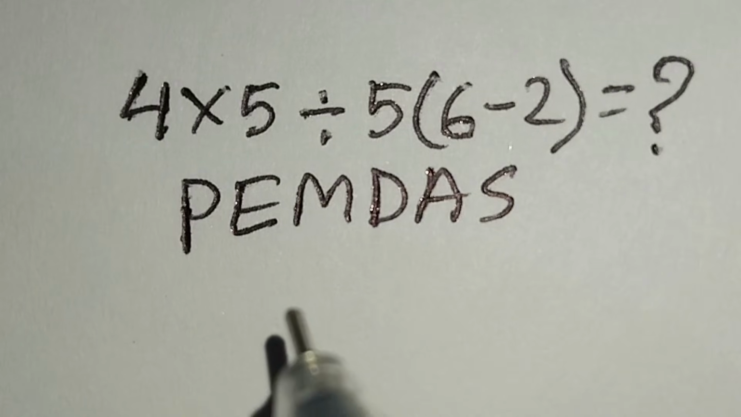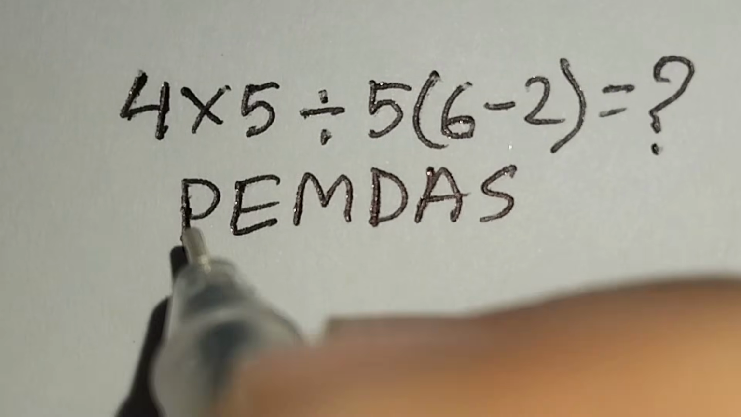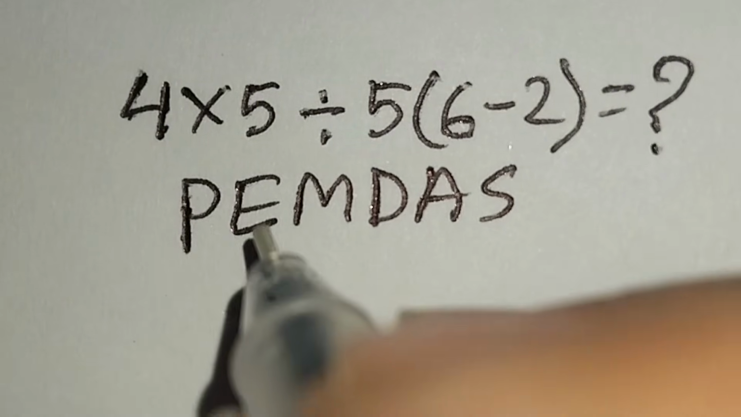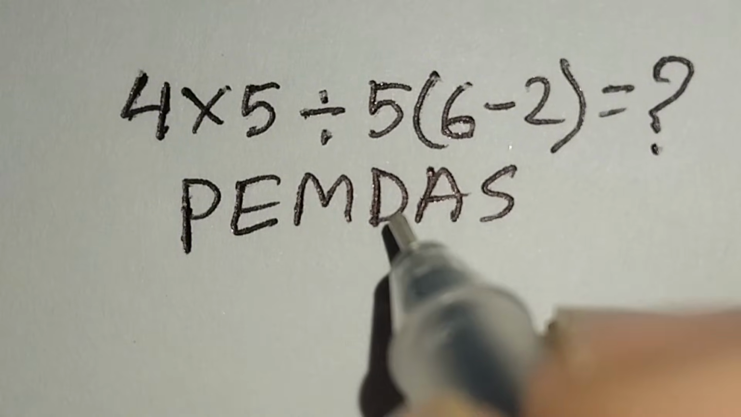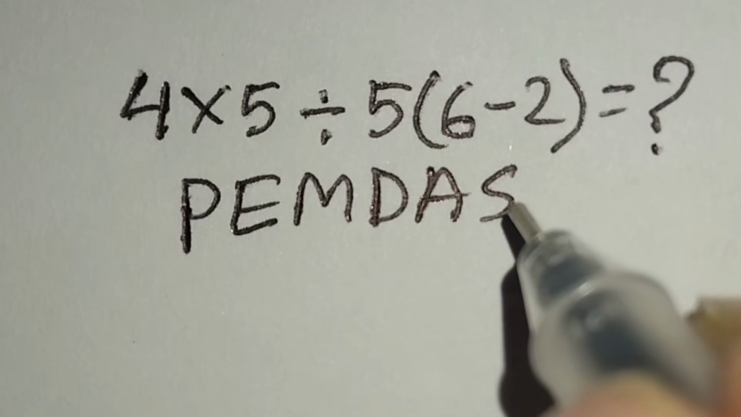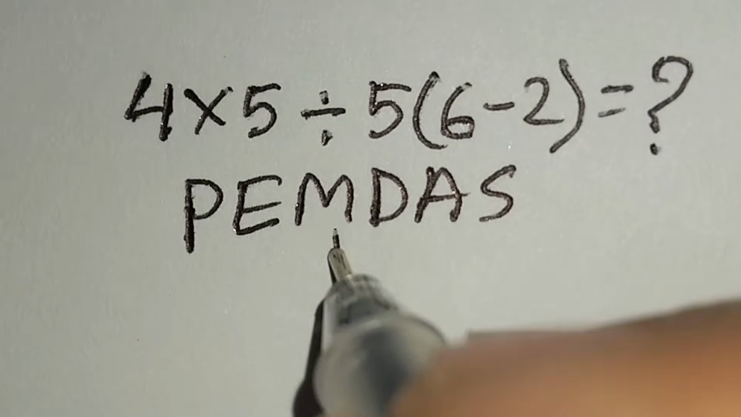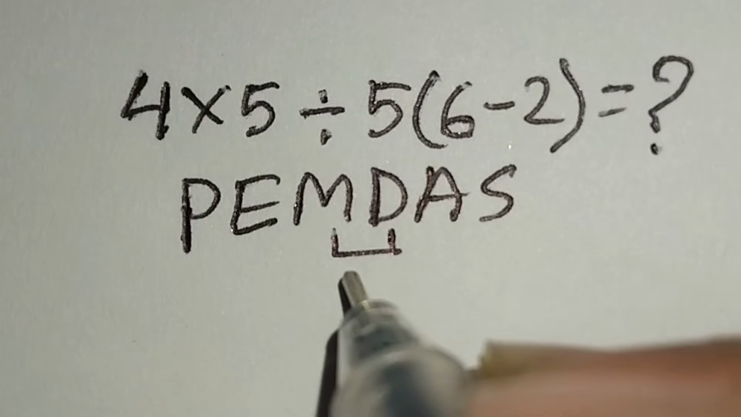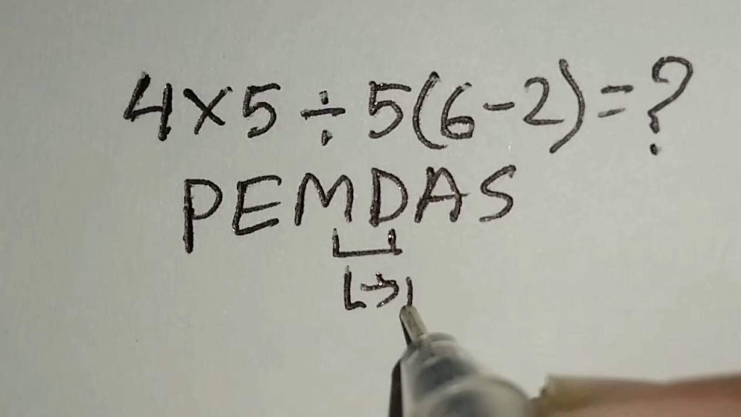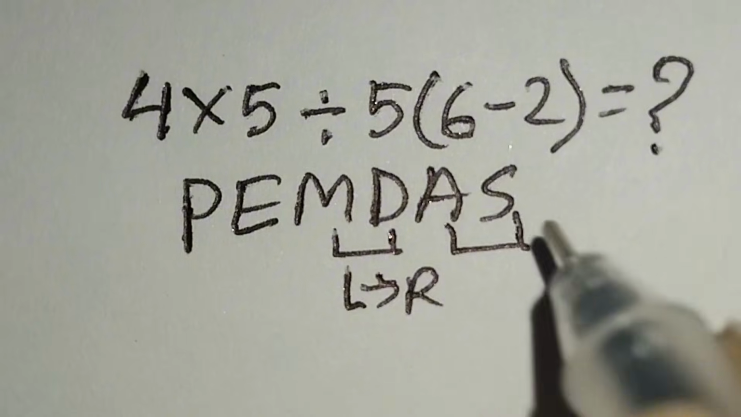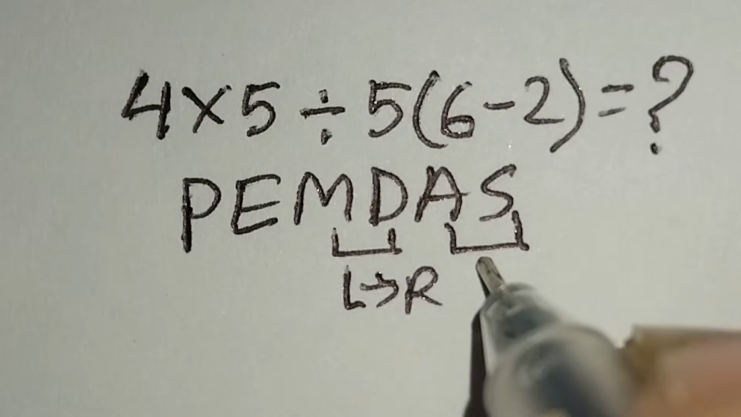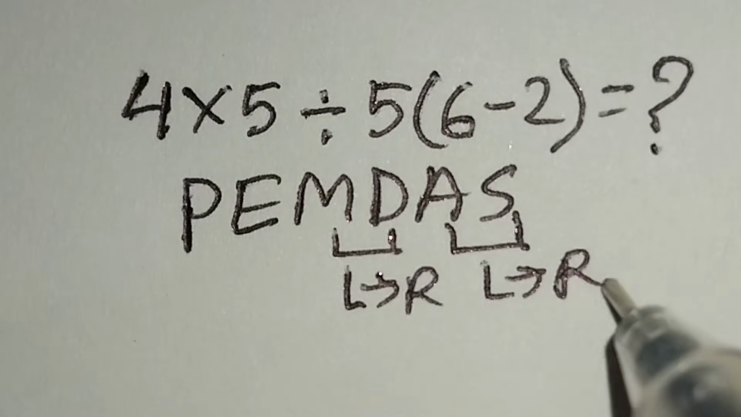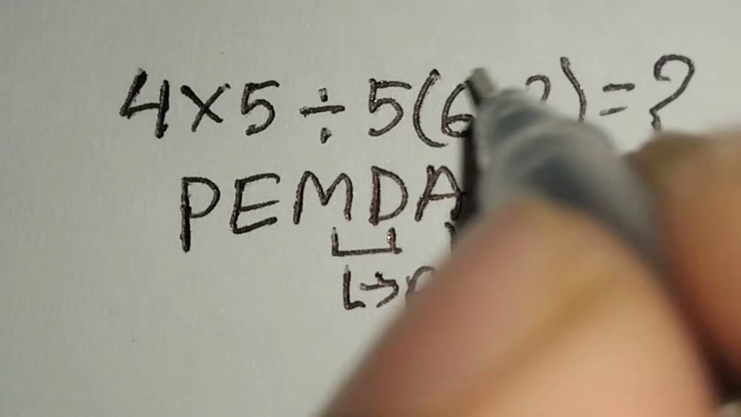PEMDAS, PEMDAS. According to the PEMDAS rule, at first we have to work with parentheses, then exponents, then multiplication or division, then addition or subtraction. Remember, multiplication and division have the same priority, so we have to work left to right, and addition and subtraction have the same priority, so we have to work left to right also. Therefore at first we have to work with this parenthesis.